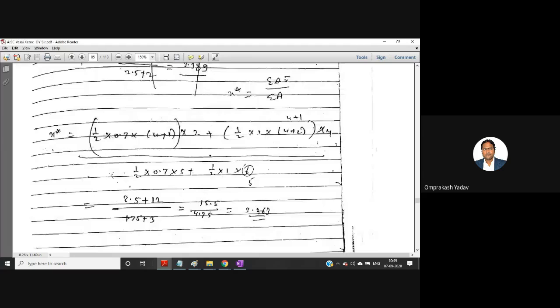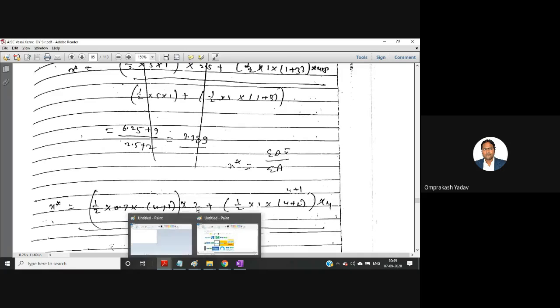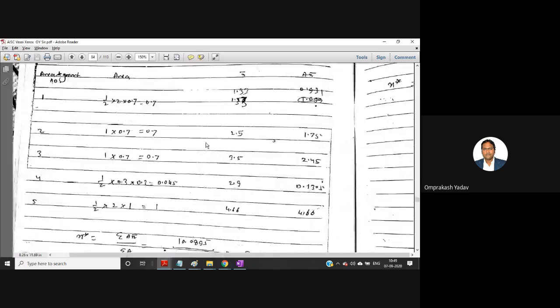So it's 1/2, just like our triangle. It's 1/2 into the base width, let's say. In a trapezoid, there are two lines which are parallel to each other. So what you can do is add both the lines, the summation of both the lines, and multiply by the x bar, which we will calculate. So let's go over here.